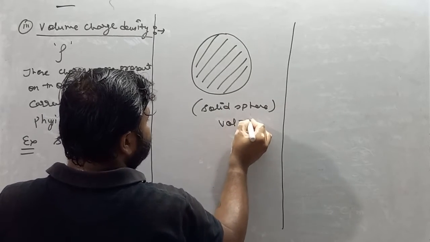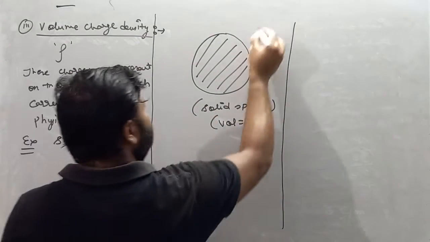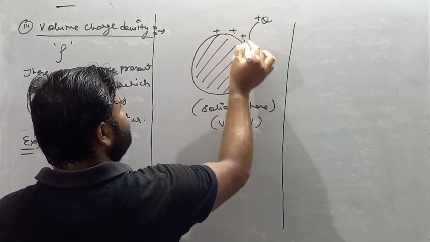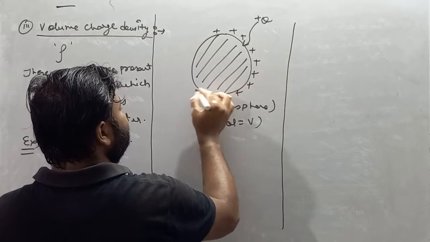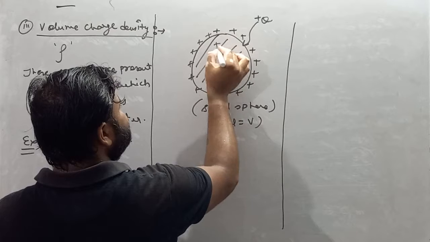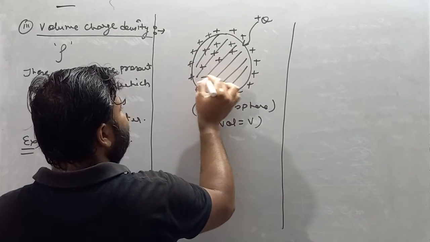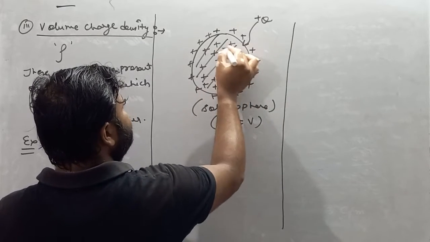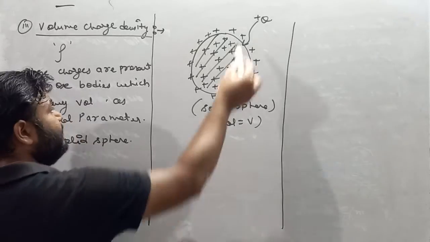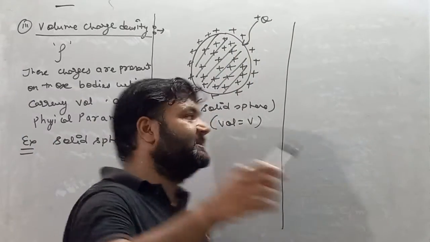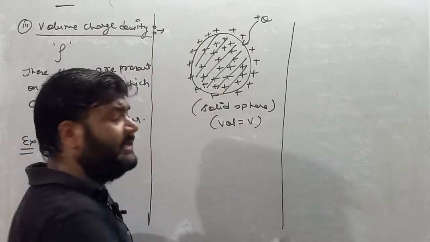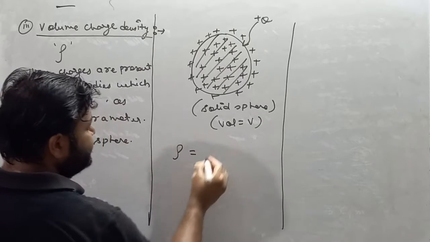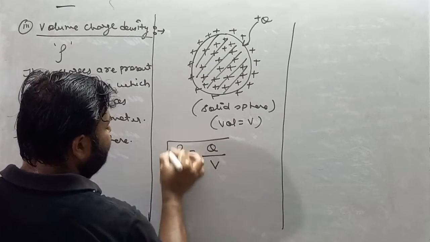Let's say the volume of this solid sphere is V. Now if I put some charge on this solid sphere, let's suppose plus Q, then this charge is distributed uniformly all over the surface and inside the solid sphere. Why inside? Because a solid sphere carries an inner surface as well as an outer surface too. So let's suppose we are putting some charge q. This charge will be distributed uniformly inside and outside the solid sphere. In that case, we will say volume charge density is charge per unit volume.